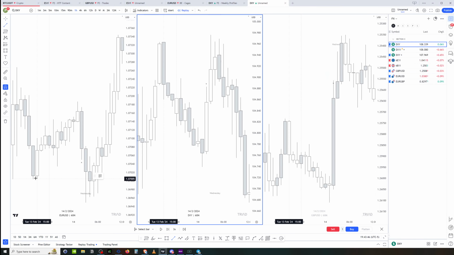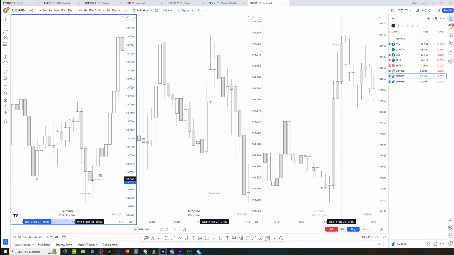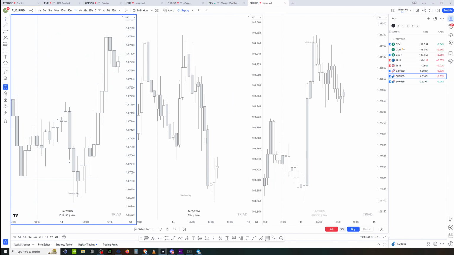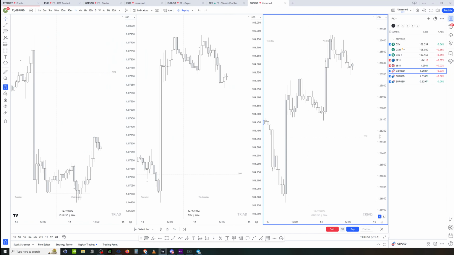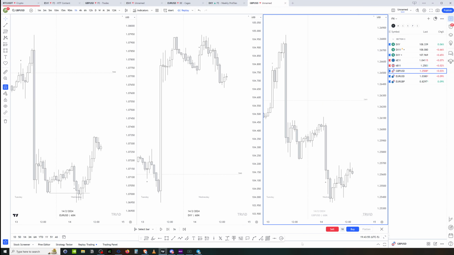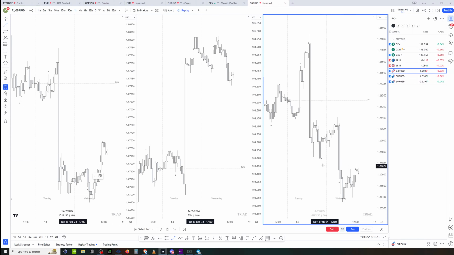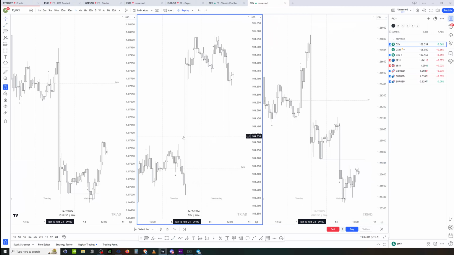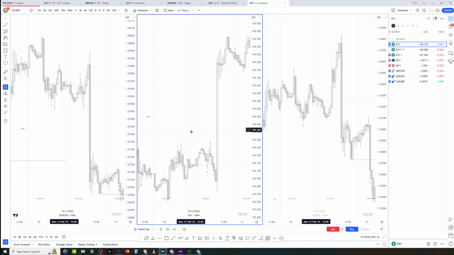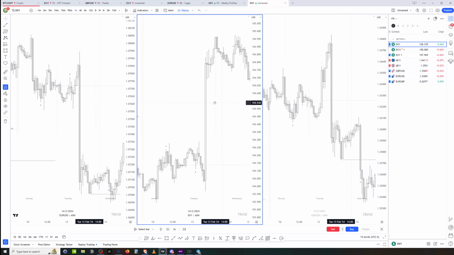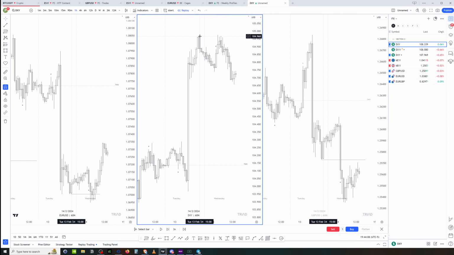Euro and pound both closed below this low. Both of them closed below this low. But Dixie did not close above this high.